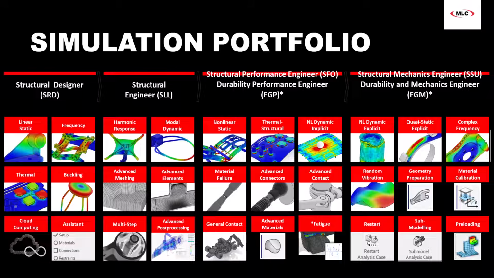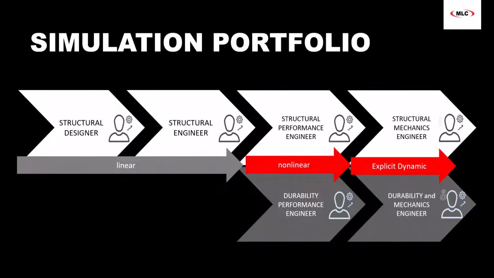And there's one level higher than there, structural mechanics engineer, where you get the explicit dynamic solver of Abaqus. You can literally do car crashes in this level of software. If you see the word durability on here, durability and performance engineer, it simply means we're adding fatigue capabilities as well. Let me simplify this a little bit. If you think of the 4 steps here, when you get to structural performance engineer is where you get the nonlinear solver from Abaqus. If you use the term durability, you get fatigue. When you get to structural mechanics engineer, you get that explicit dynamic solver of Abaqus, and same for fatigue.